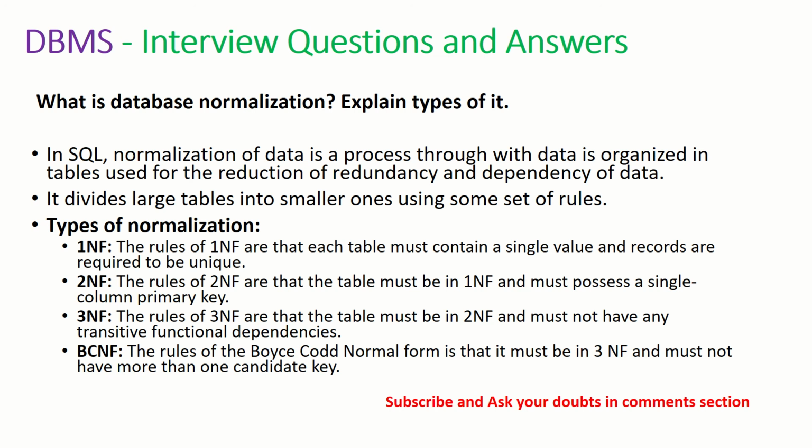The rules of 2NF are that the table must be in 1NF and must possess a single column primary key. 3NF: the table must be in 2NF and must not have any transitive functional dependencies. The rule of Boyce-Codd normal form is that it must be in 3NF and must have more than one candidate key. So this is a very important question, friends. Please go through them. If you don't understand anything, please let me know. I'll be happy to give you some more example tutorials to guide you better.